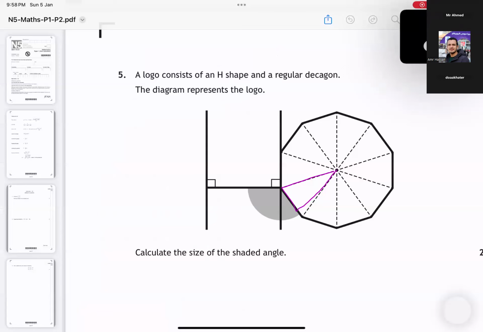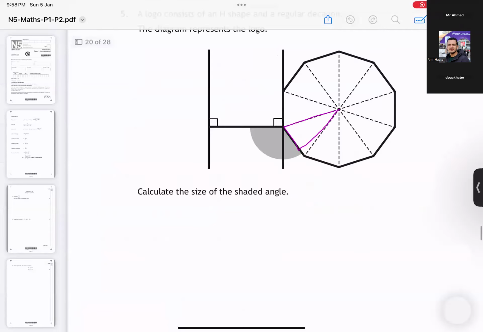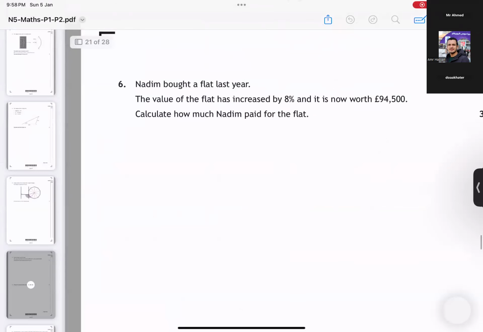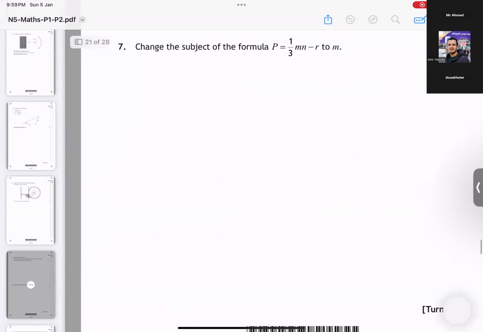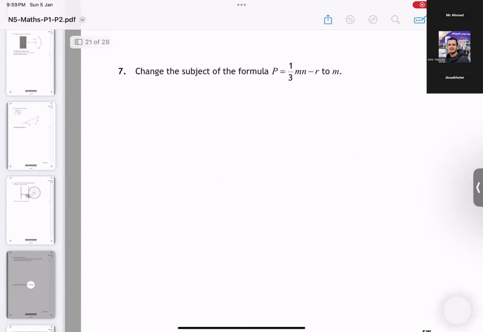Okay. But I cannot understand it. Okay, let me go over this one. So it's not hard. It's really easy. Yeah, this one's easy. Yeah, we can just skip this one. Okay. What is this one? Change subject.